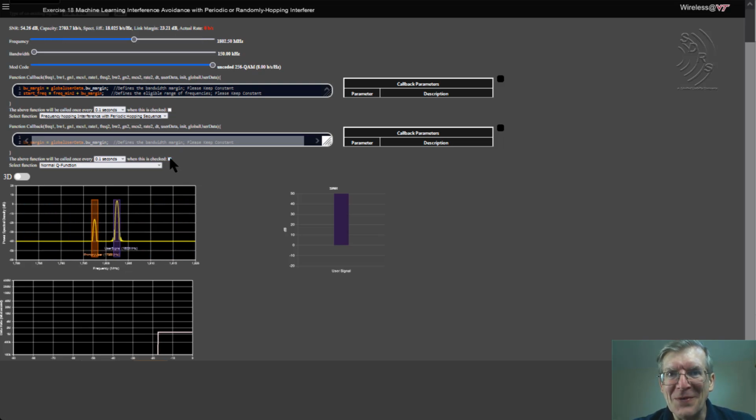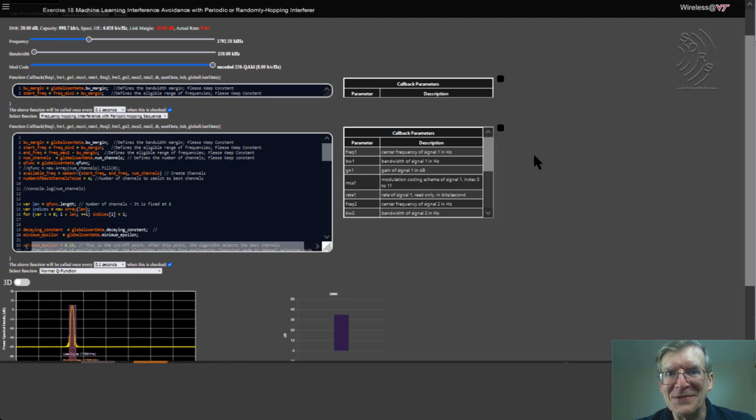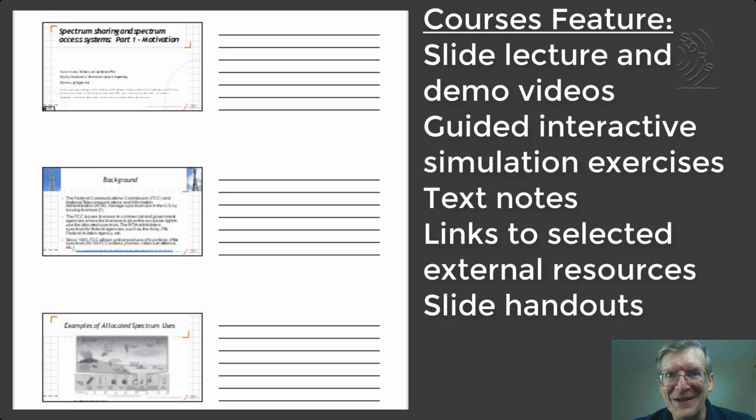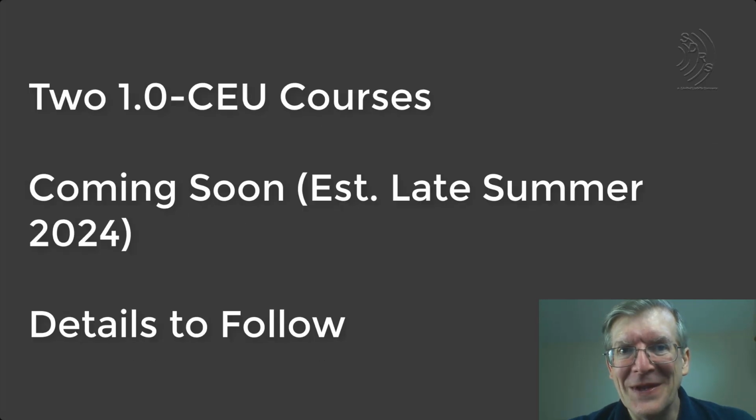The courses feature a mix of slide-based lectures, guided exercises that use the simulations, text-based content, links to other learning resources, and slide handouts that you can use to study or review, as well as practice quizzes and quizzes that are taken to earn the CEU credits. Each of the courses is 1 CEU, or about 10 hours to complete.